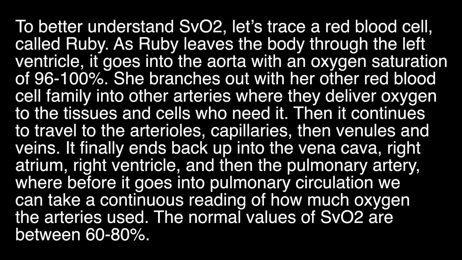It finally ends back up in the vena cava, right atrium, right ventricle, and then the pulmonary artery, where before it goes into pulmonary circulation we can take a continuous reading of how much oxygen the tissues used. The normal values of SvO2 are between 60 to 80%.